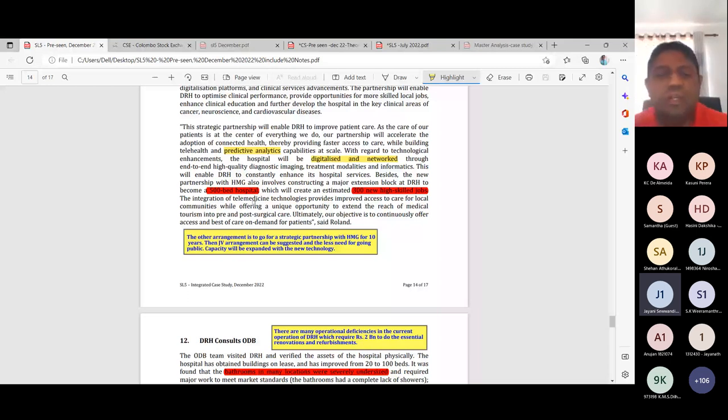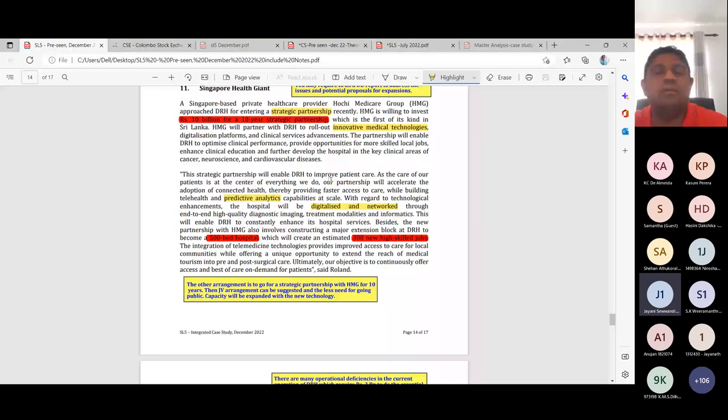opportunity for extending the reach of medical tourism into pre- and post-surgical care. Our objective is to continuously offer access and the best of care on demand for patients. So this is another party, right, who wants to invest in this hospital. So you can carefully look at that party also. There may be some information in the unseen.